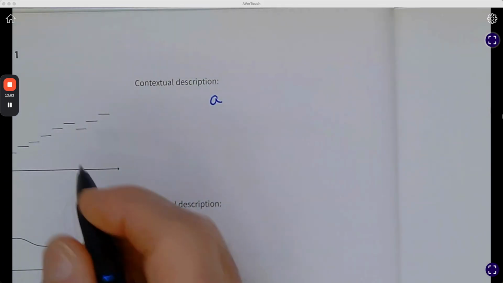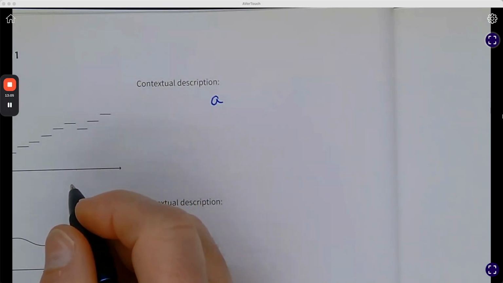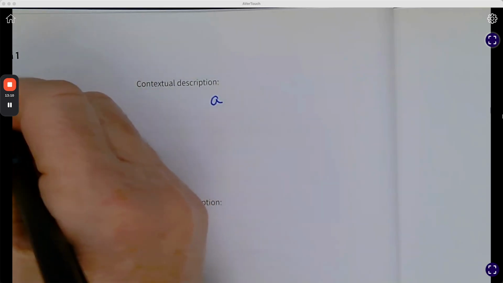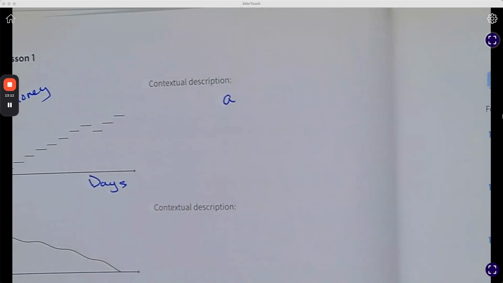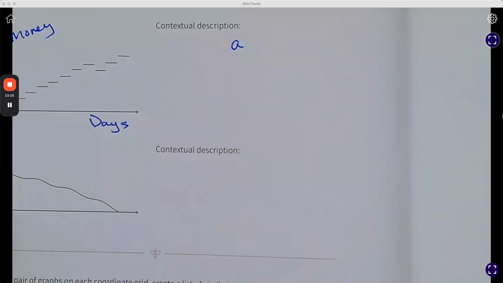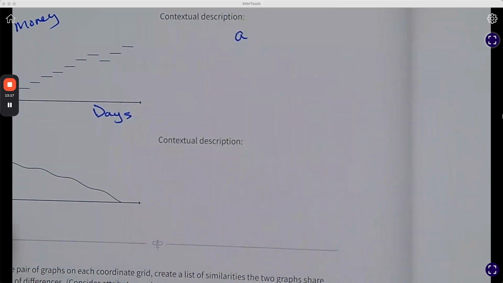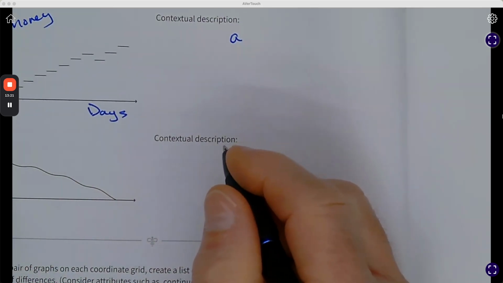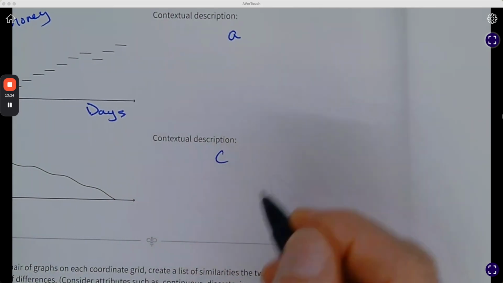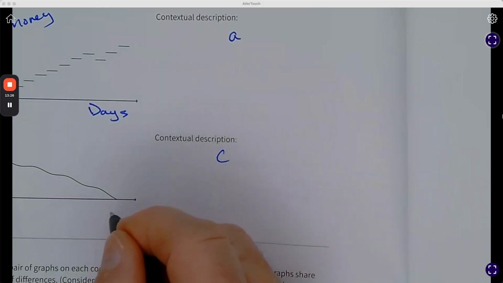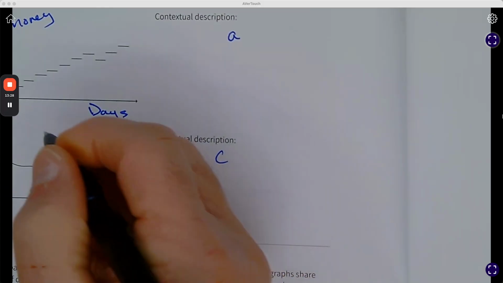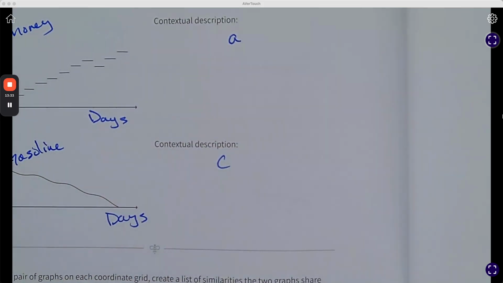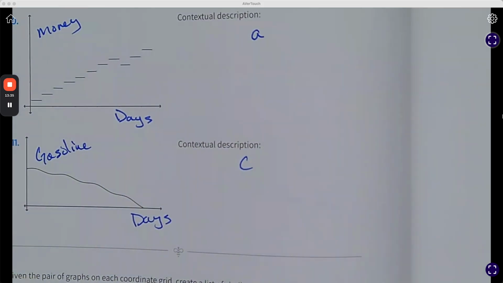And then this is days, and this is money. All right, the last one is the amount of gasoline on hand at the gas station, right? Notice how that's decreasing. So that is going to be C. And we have days again, and gasoline. And it's gallons of gasoline, right? All right, that's it. That's not bad.